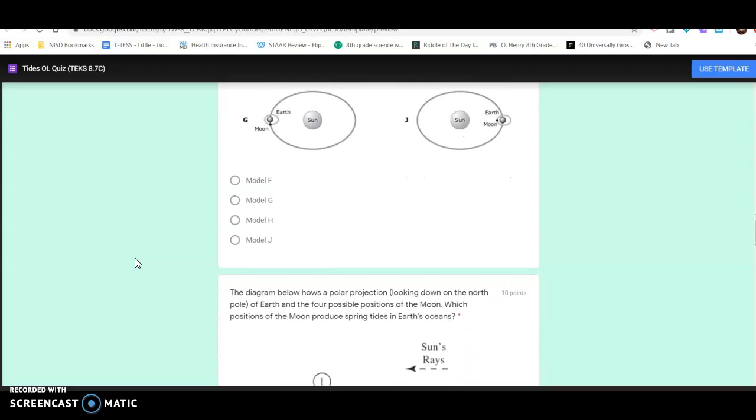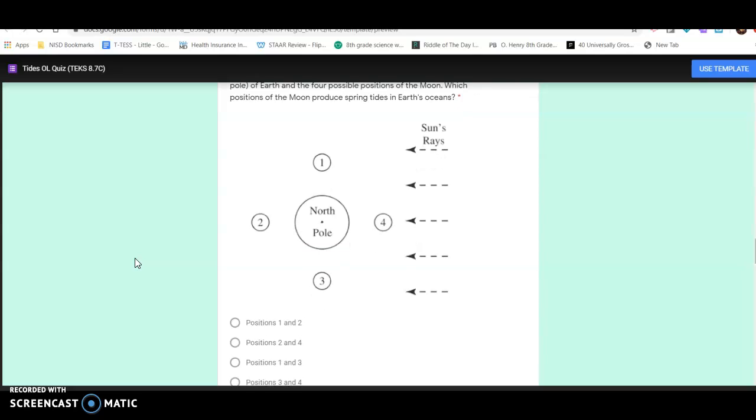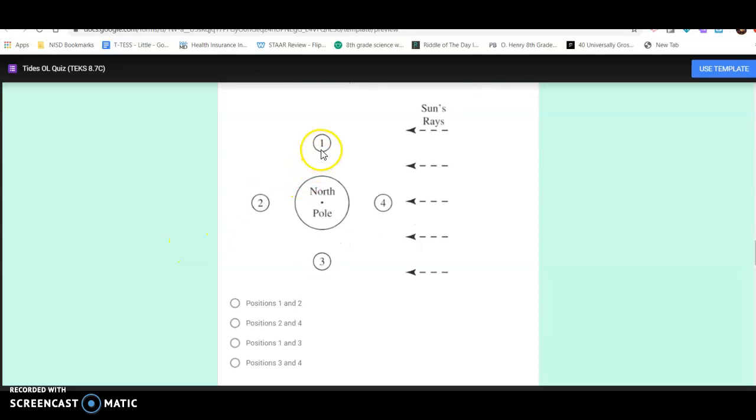Okay, next question. The diagram below shows a polar projection. In other words, it's looking down on the north pole of Earth and the 4 possible positions of the moon. Which positions of the moon would produce spring tides in Earth's ocean? Would it be at positions 1 and 2, positions 2 and 4, positions 1 and 3, or positions 3 and 4?